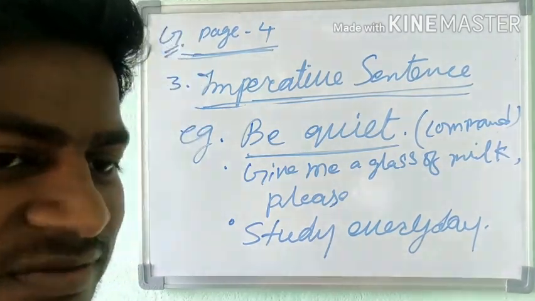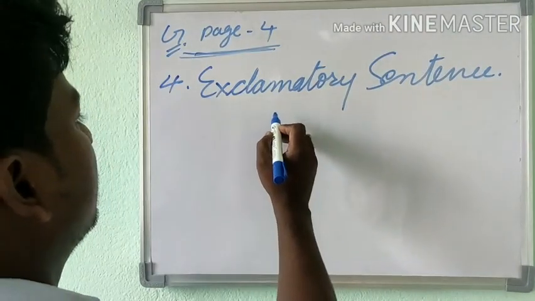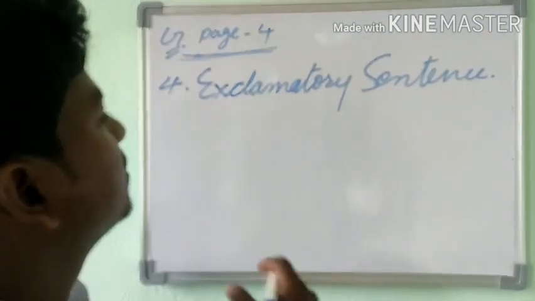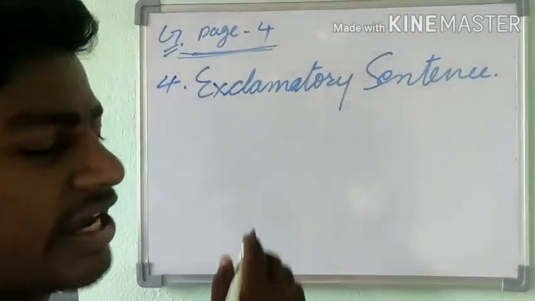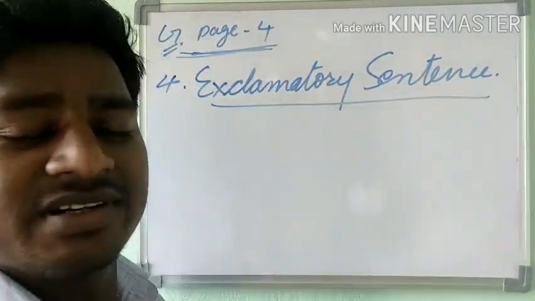Clear? Good. In number 4, we have the fourth kind of sentence, and that is exclamatory sentence. Now, what's the exclamatory sentence?